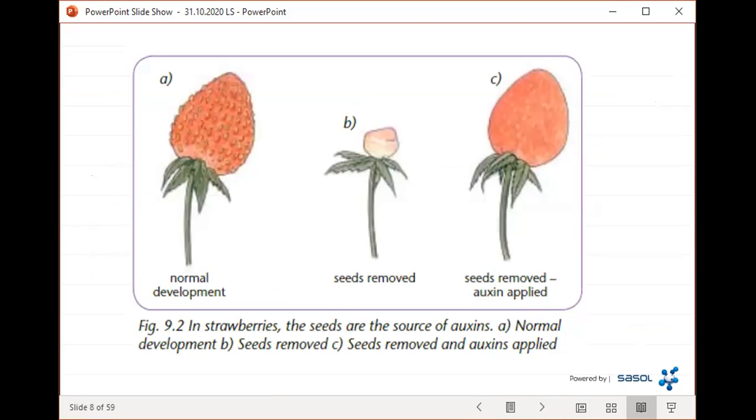Now the seeds of the strawberries, we know that they sit on the outside of the fruit. So if the seeds are removed before the fruit could swell up, then no fruit development would occur, as we can see here in figure B. But if a seedless strawberry is treated with auxins, remember auxins is the plant hormone, then it will develop as shown here in figure C. It will result in fruit of the same size as the normal fruit, so it will just be likened to a normal development.